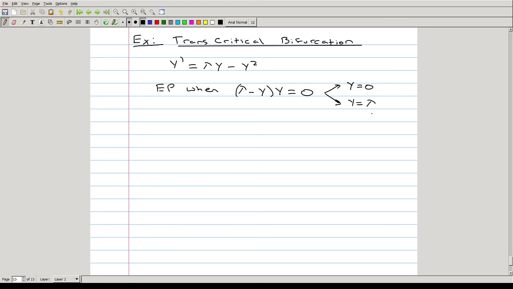So for any case, I guess I should say we have two equilibrium values, two equilibrium points. This is for lambda non-zero. When lambda is equal to 0, this equation reduces to the equation negative y squared equals 0, which has the solution y equals 0. So we have one equilibrium point in this scenario, where lambda equals 0.